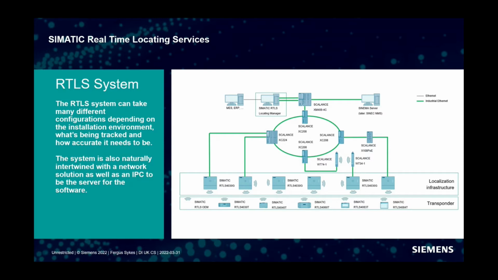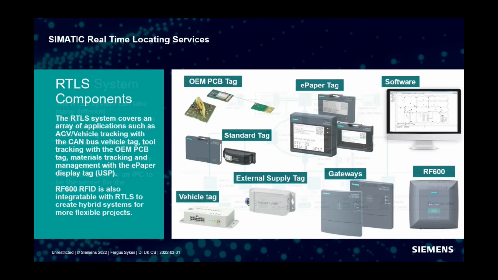That's entirely possible. But if you don't have any of that and you just want a visualization system out of the box, we also have location intelligence, which is an edge application that's available for purchase, and that gives you more the heat maps and process flow information. That's an idea of what the products in that portfolio look like. I've put the RF600 in there as well, because you can actually do a hybrid system with RFID as well as RTLS.